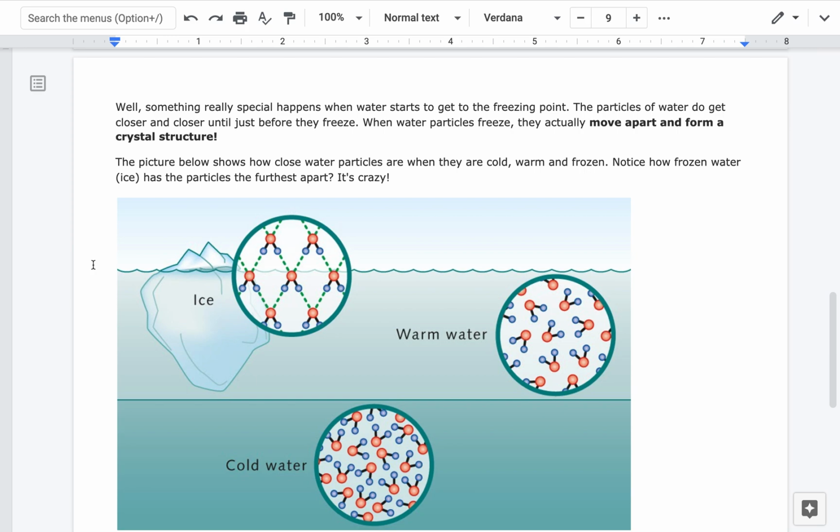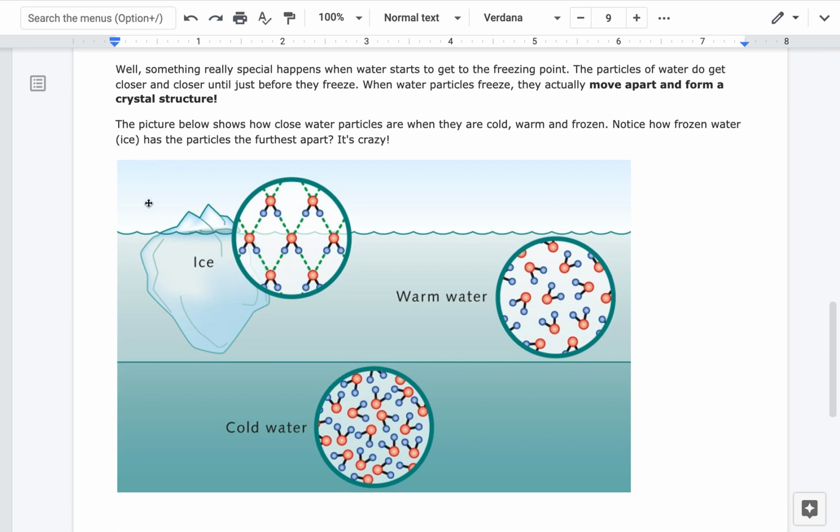The particles of water do get closer and closer until just before they freeze. When the water particles freeze, they actually move apart and form a crystal structure. The picture below shows how close water particles are when they are cold, warm, and frozen. Notice how frozen water, ice, has the particles the furthest apart.